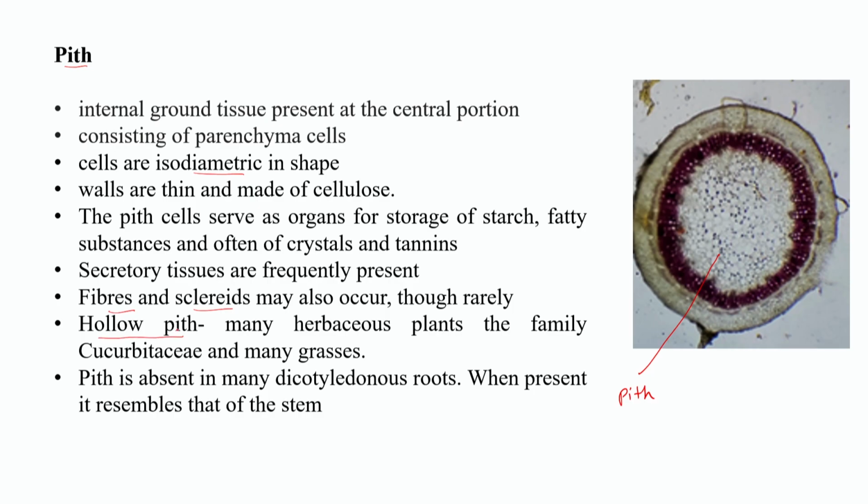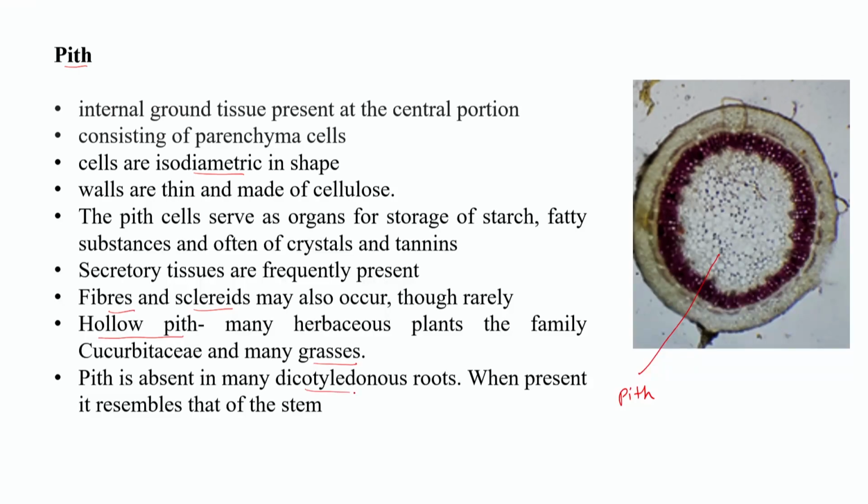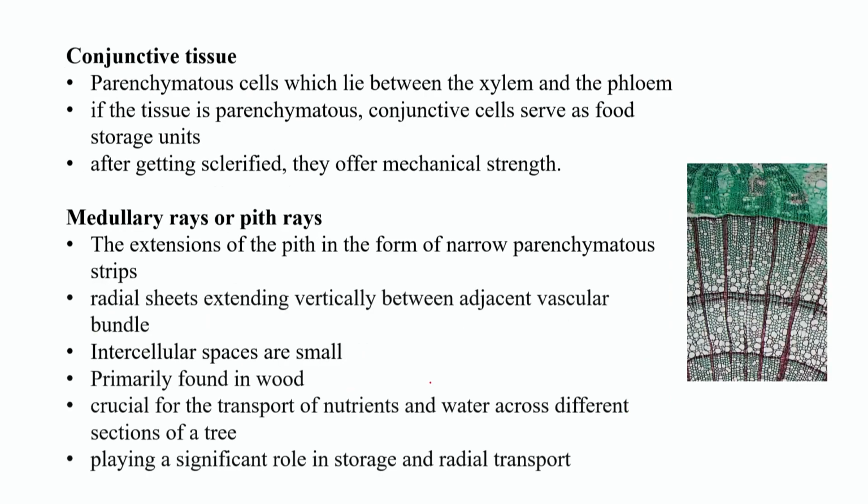Hollow pith is found in some grasses, like in monocot. This pith can degrade, because of which you can see a hollow appearance in monocot. Pith is absent in many dicotyledonous roots, and if it is present, it is like that of stem. Then conjunctive tissue is the tissue present between the vascular tissue. You will see some layers of cells, generally parenchymatous, known as conjunctive tissue.